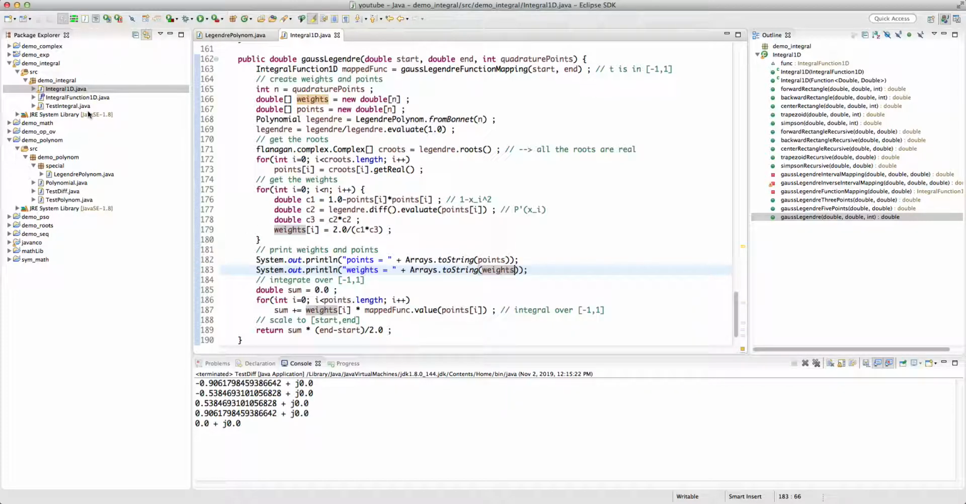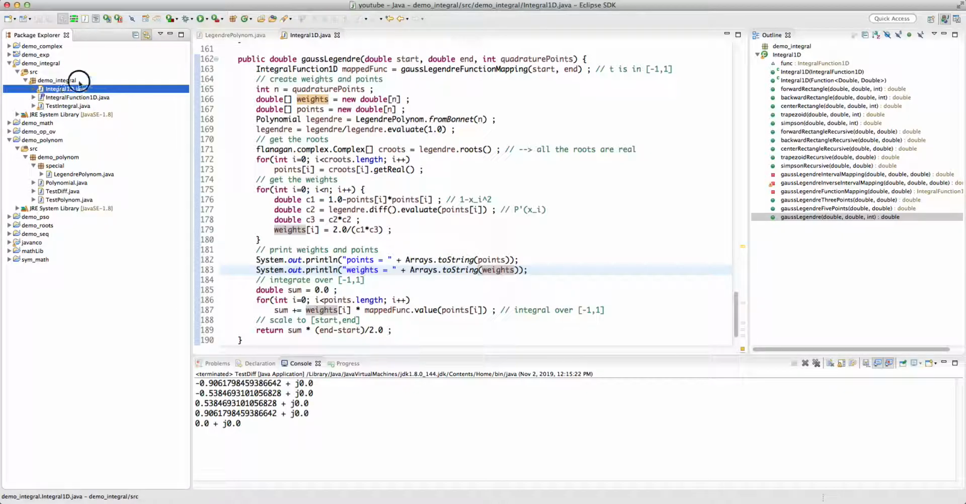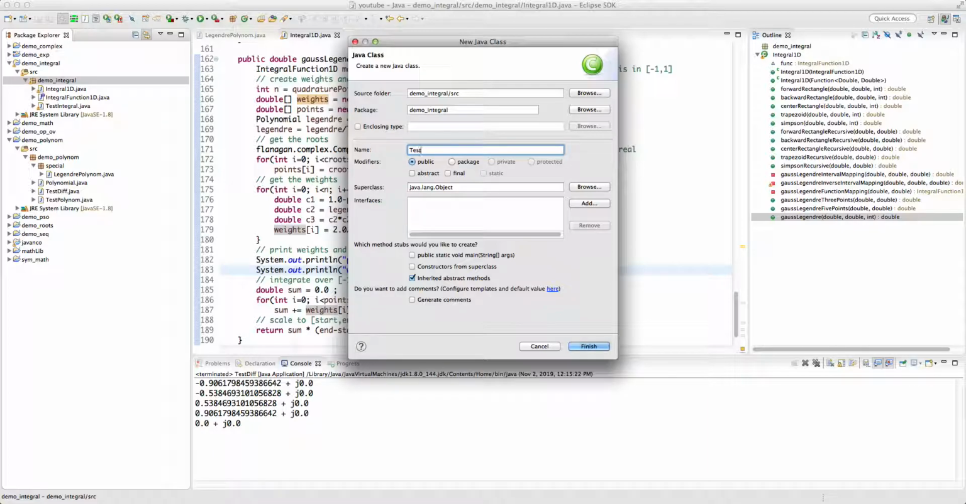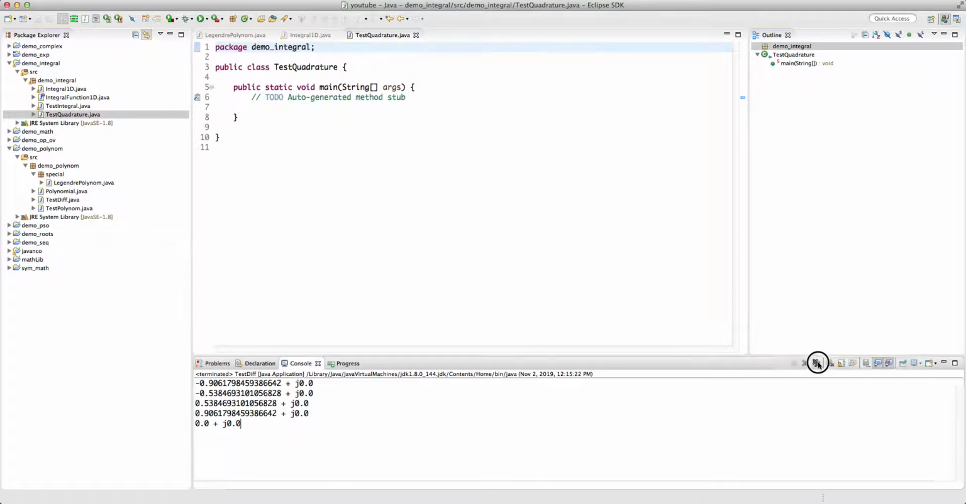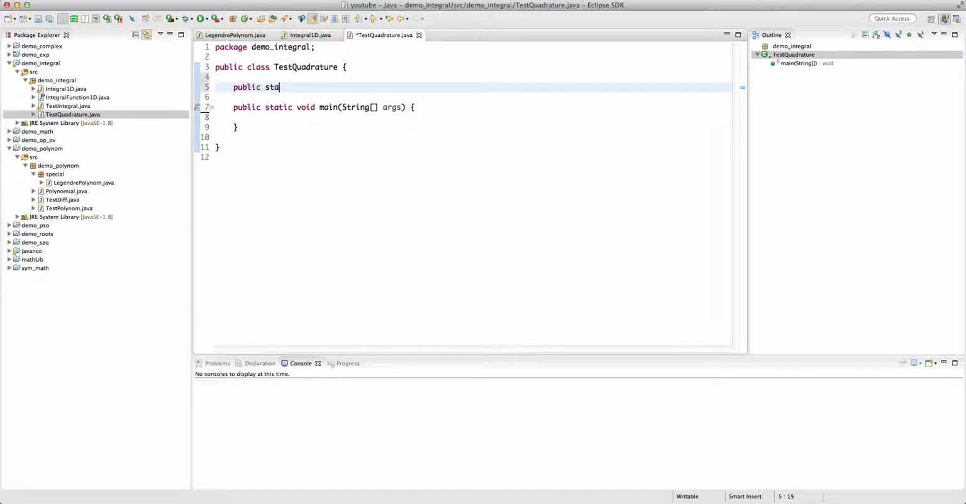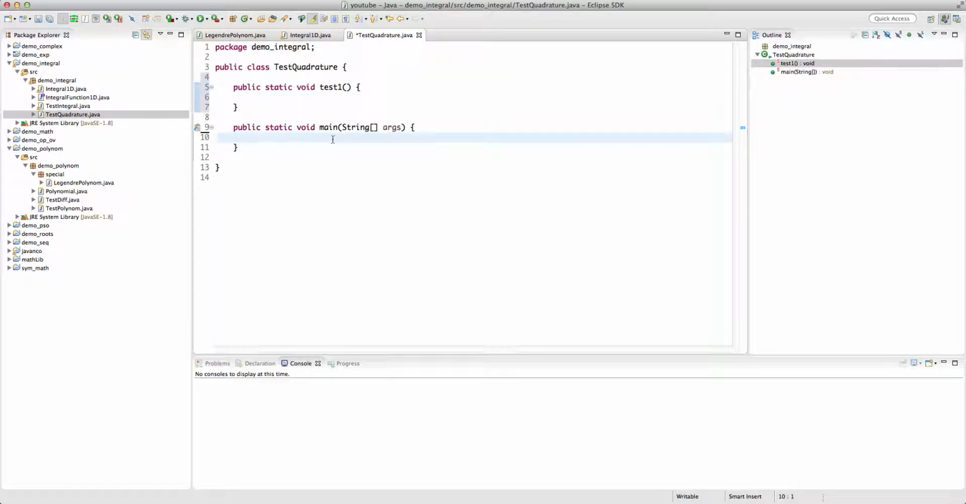All right, now let's create a new test class, test Gauss-Legendre or test quadrature, with a main method. I'm going to create a test, public static void test1, and here I'm going to invoke test1.